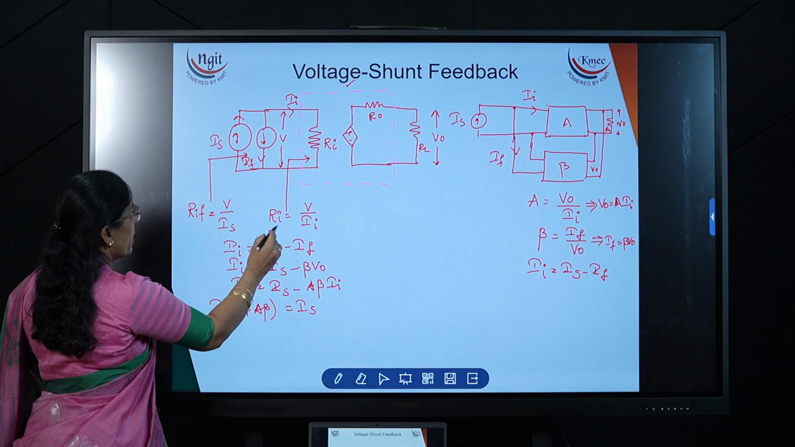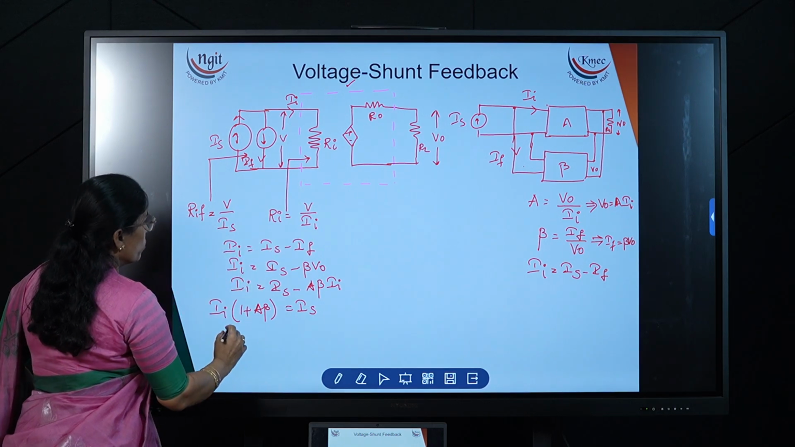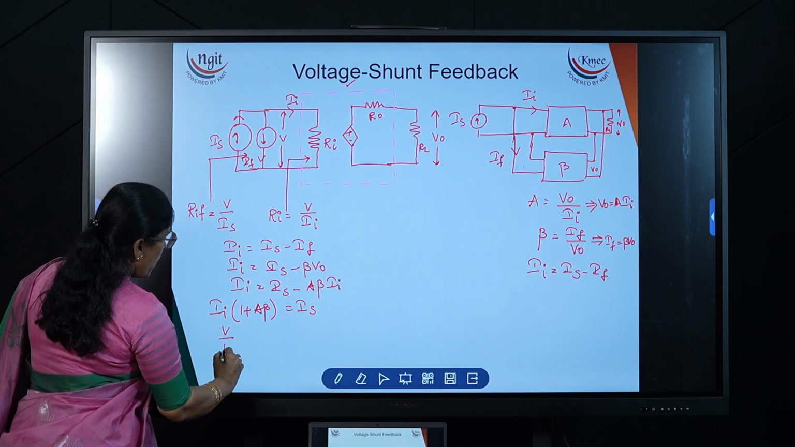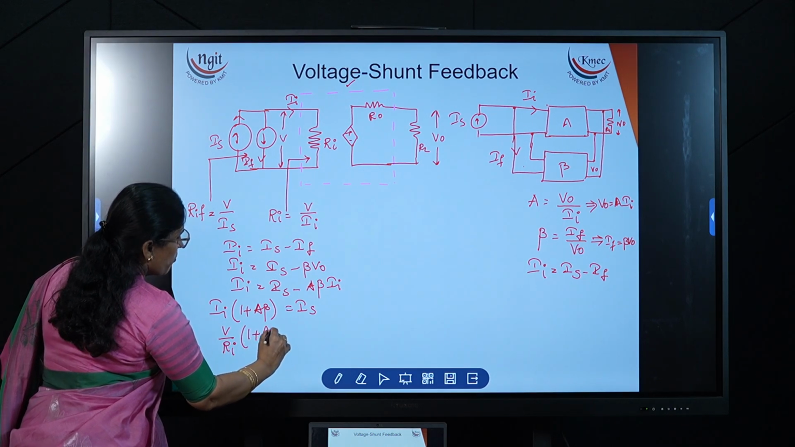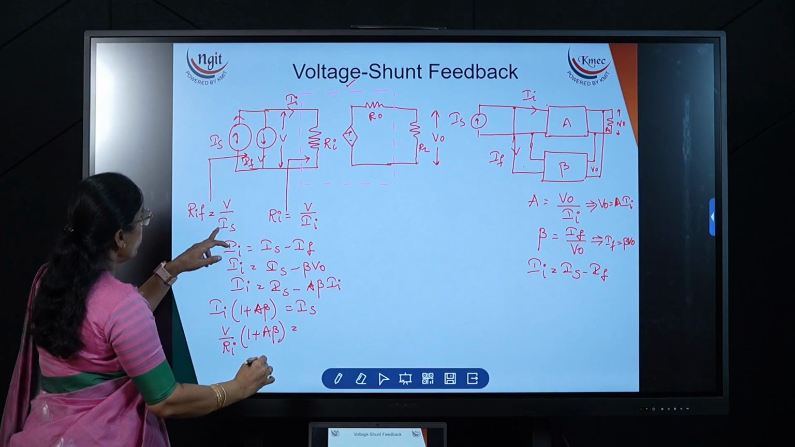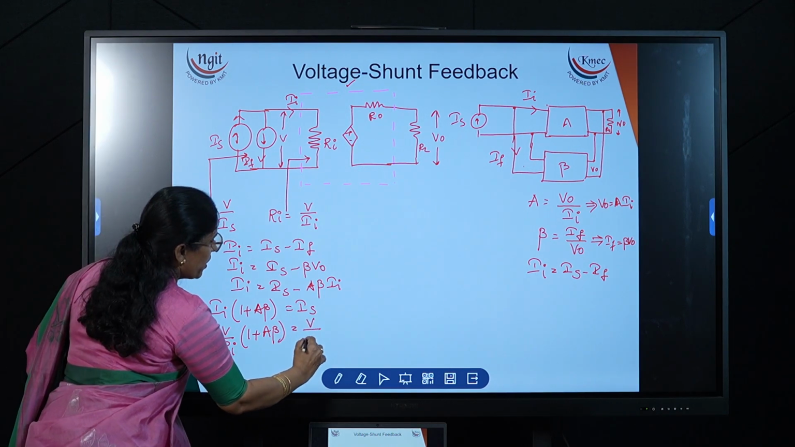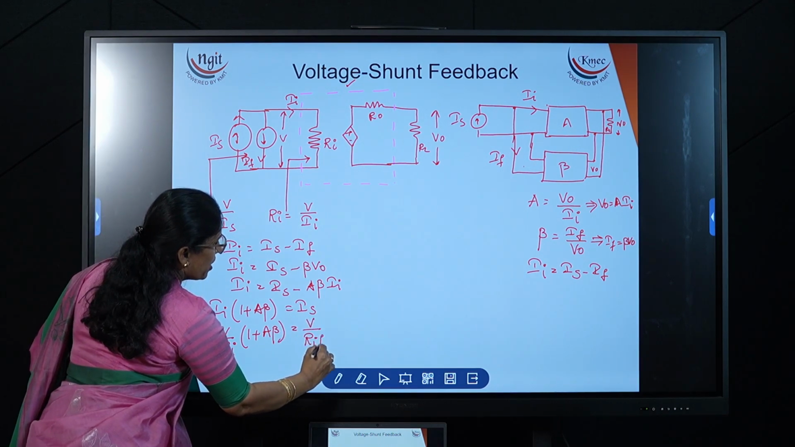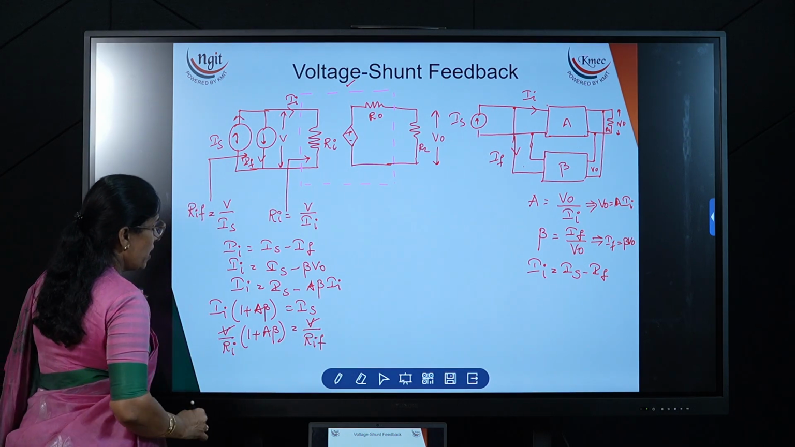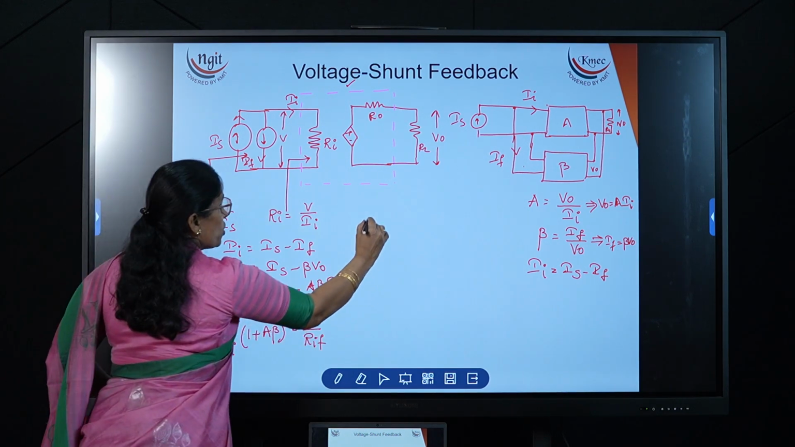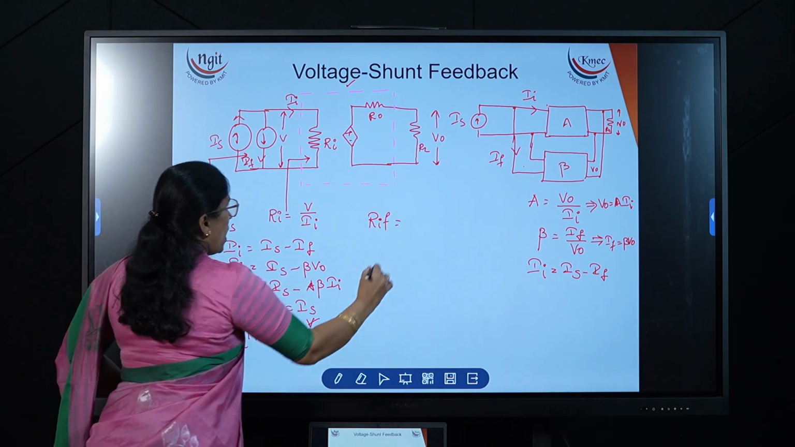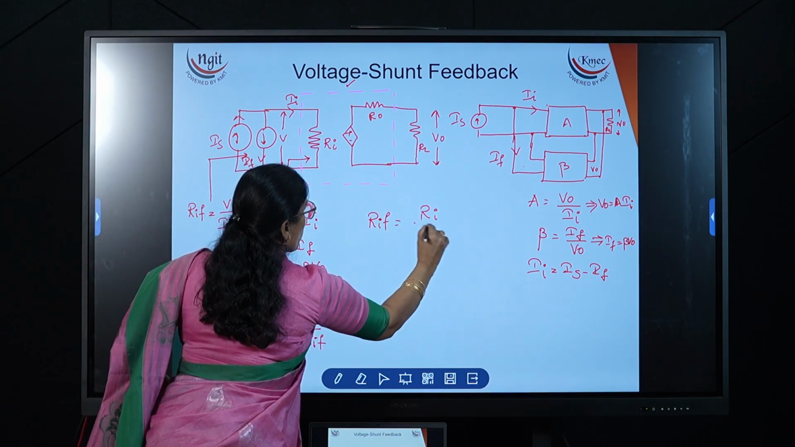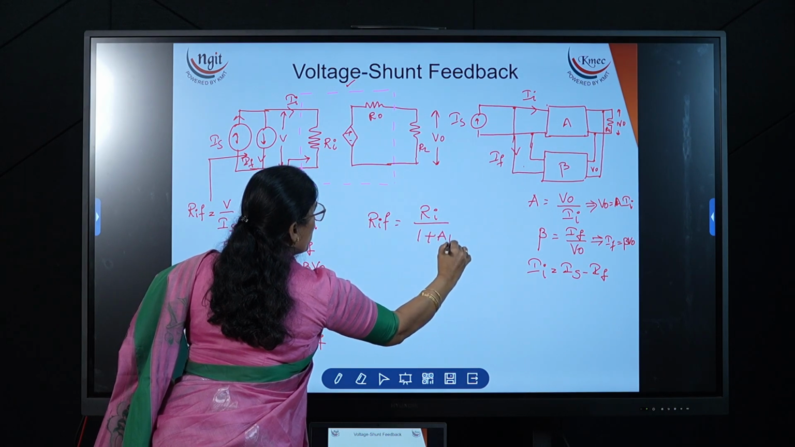Now what can we write? II is equal to V divided by Ri into 1 plus A beta. So IS is equal to what can we write? V divided by RIF. Now both the sides cancel the V, and if you take RIF, it is equal to Ri divided by 1 plus A beta.